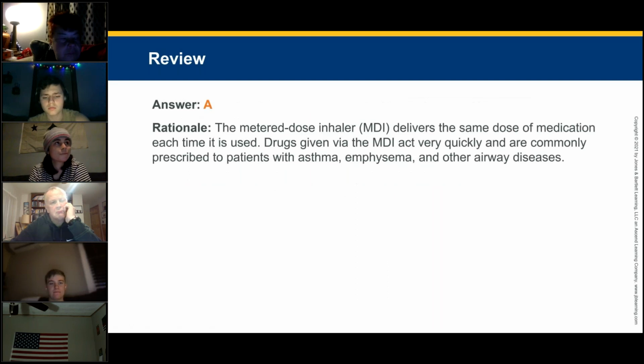Very good. A. Metered dose inhaler delivers the same dose every time it's used.